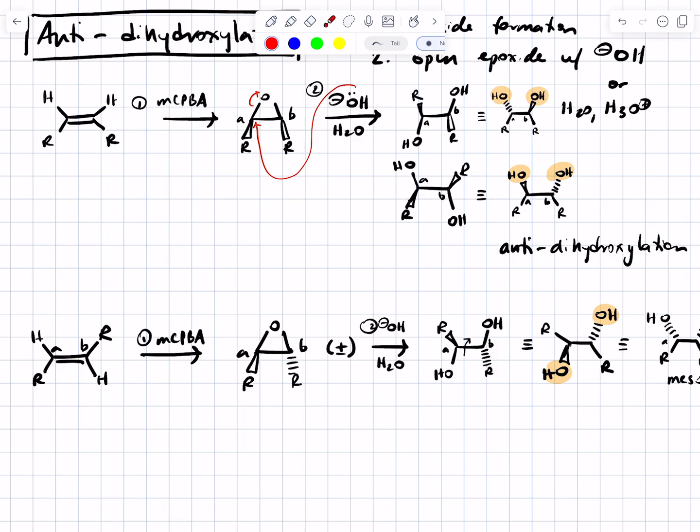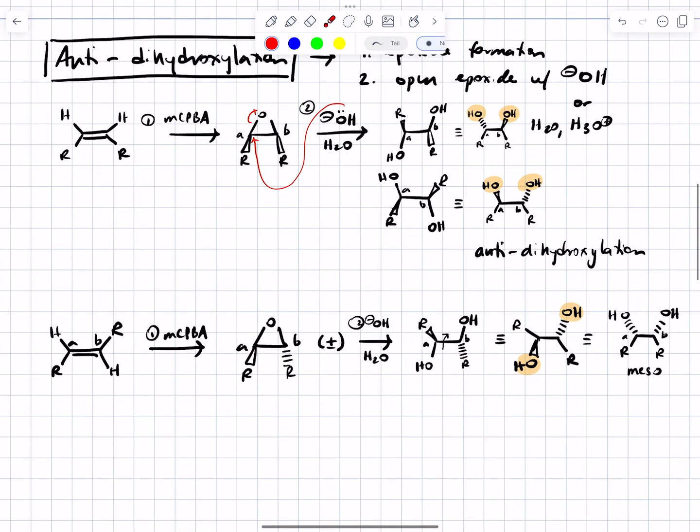So there's going to be some things you've got to do to keep the reagents straight in your mind and what they do. All right, anti-dihydroxylation is a two-step reaction. You need MCPBA, and then you open up the epoxide.